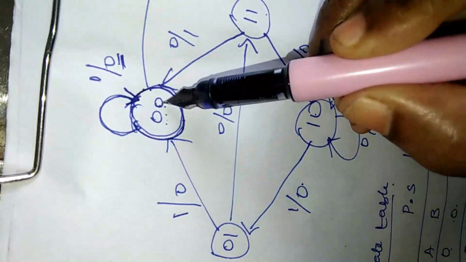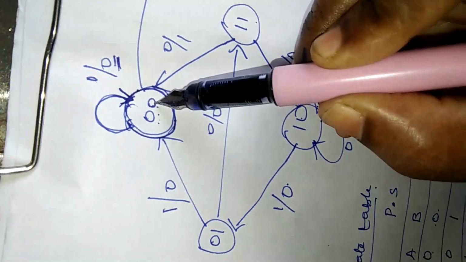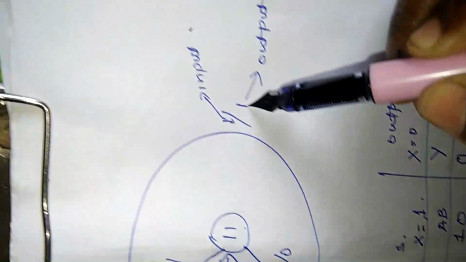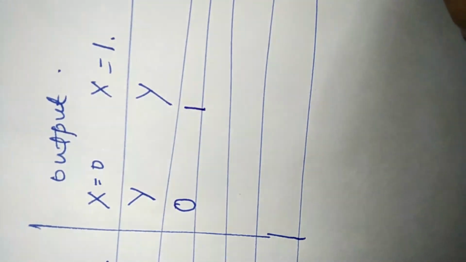So this I'll have to fill in this output column. Similarly, state 0 0, when the input is 1. Input is 1. At that time, what is its corresponding output? It's 1. So that I'll have to fill here. I guess you have understood.